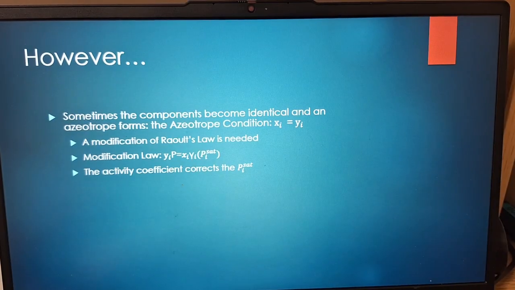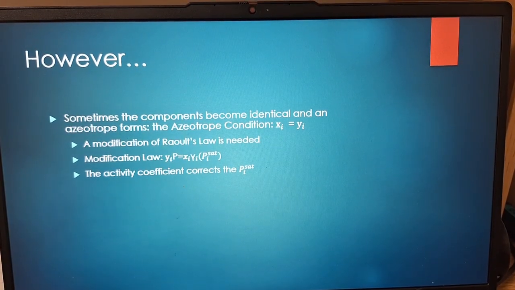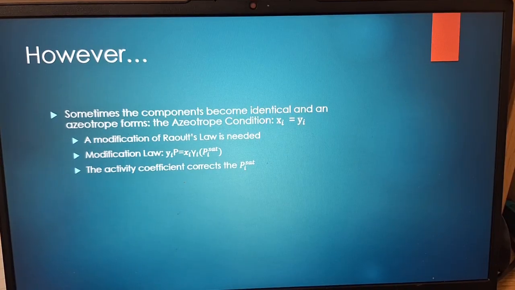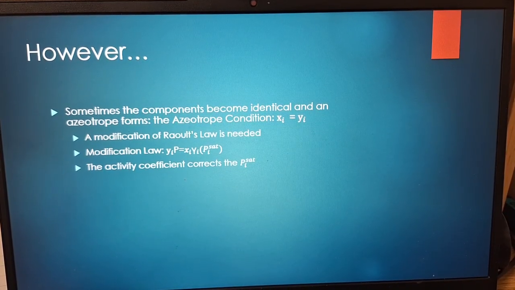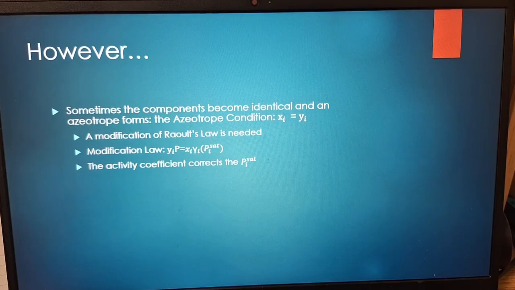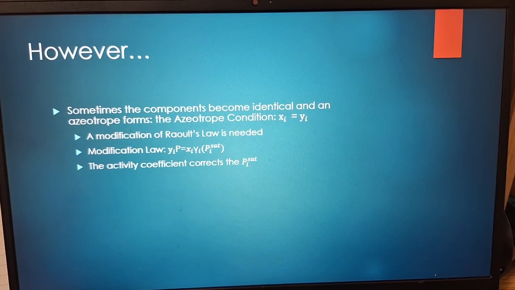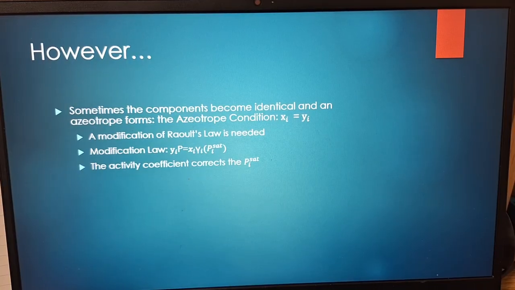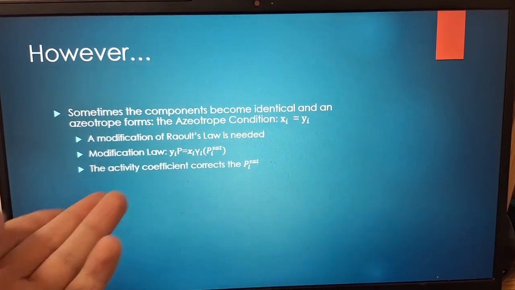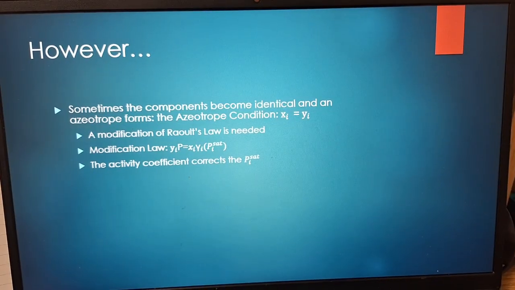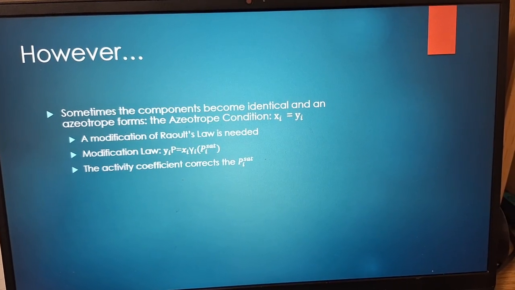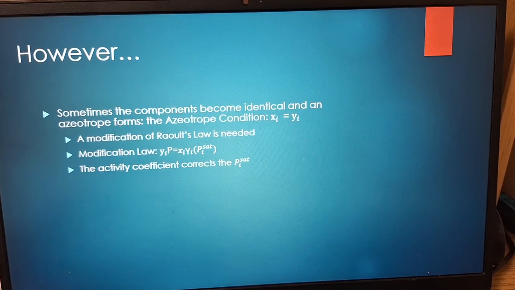However, sometimes the components of the real mixture become identical and an azeotrope forms. This is when the mole fractions of both components are equal. For this, a modification of Raoult's law is needed. This is the modification law. Here, the activity coefficient corrects the ideal vapor pressure for real solution behavior.